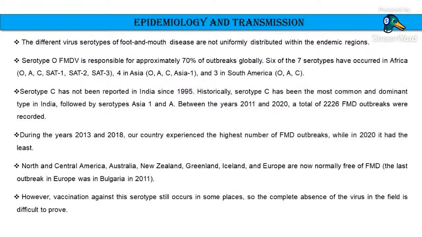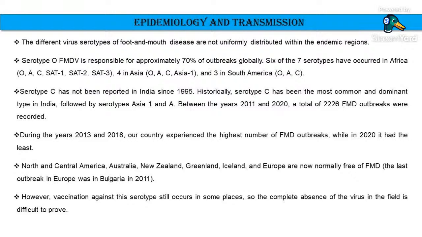Since 1995, serotype C has not been reported in India. Before 1995, serotype C was the most common and dominant type in India, followed by serotypes Asia 1 and A.